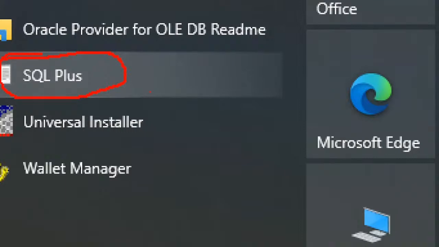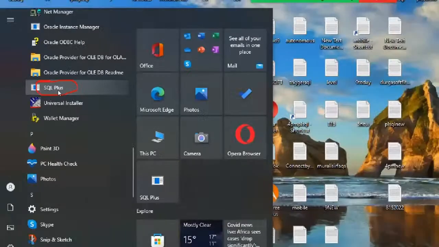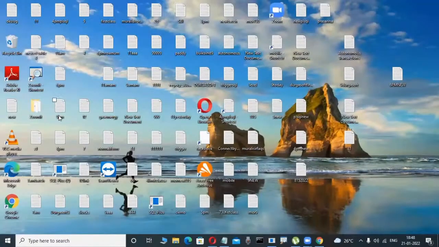Toad is a tool. Those are all explicit tools, GUI tools. But this is SQL Plus. You are not required to load it. Once we load the Oracle software, that SQL Plus tool is automatically available.